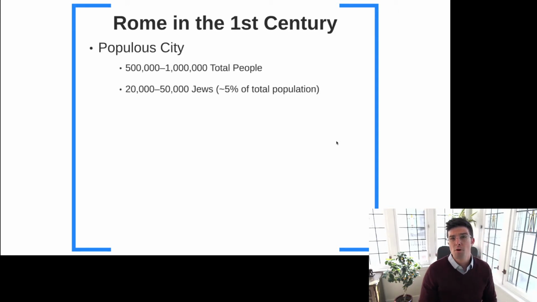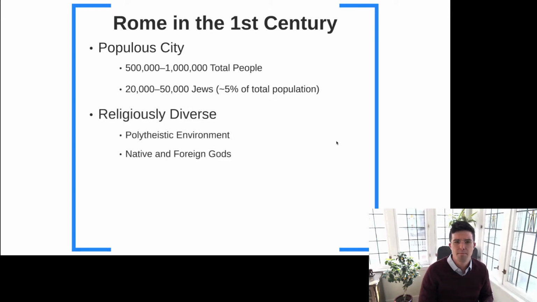When we're thinking about Rome, we're thinking about one of the most populous ancient cities, probably somewhere around 500,000 to 1 million total people. So this is a very large city. Even by modern standards, this would be a fairly large city, but by ancient standards, it's almost absurd. When we're thinking about specifically Jews in the city of Rome, most estimates say that there's about 20 to 50,000 Jews in the city when Paul is writing Romans. It's going to be about 5% of the total population.